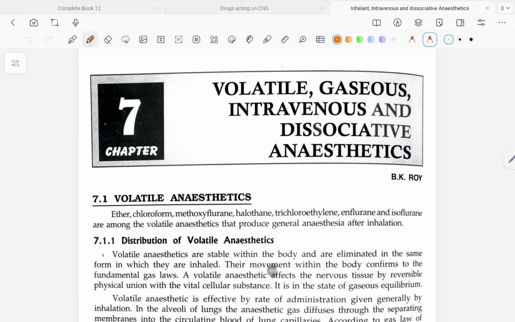Chapter 7: Volatile, gaseous, intravenous, and dissociative anesthetics.